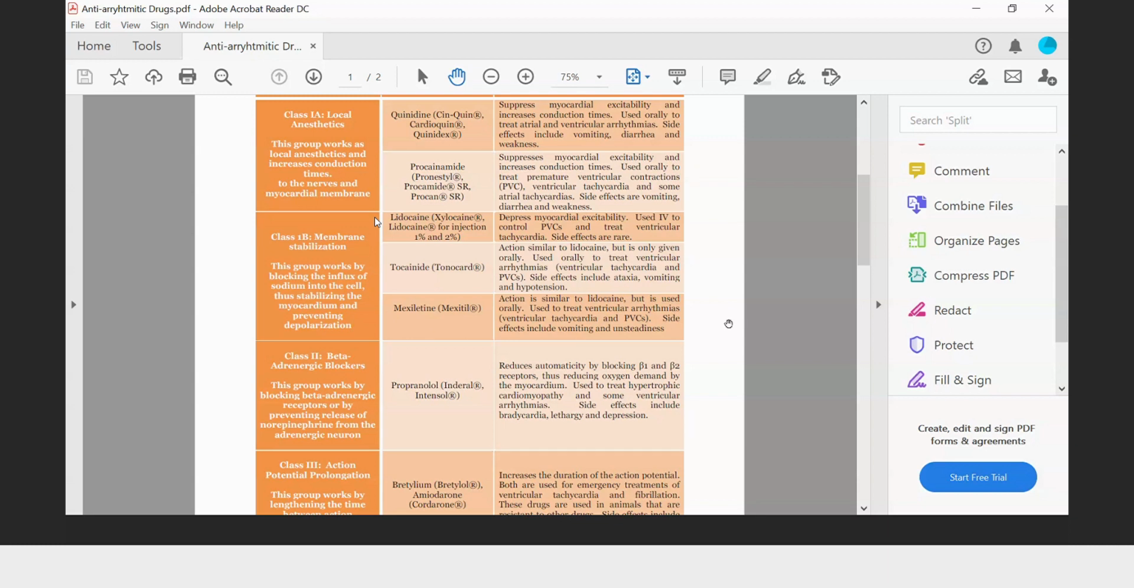Okay, so next is the class 1B, which is the membrane stabilization. This group works by blocking the influx of sodium into the cell, thus stabilizing the myocardium and preventing depolarization. If depolarization occurs, the charges become depolarized, so the conduction time and also the electrical impulses in the heart will be disrupted.